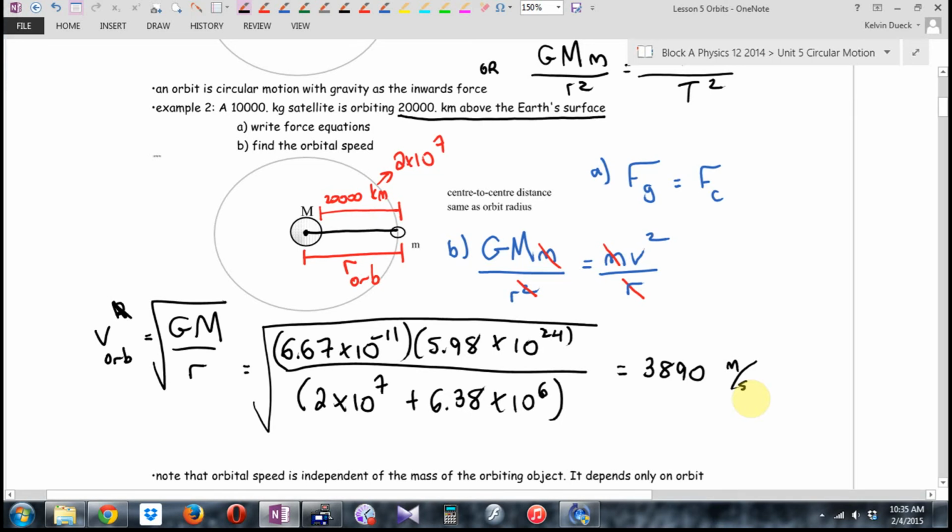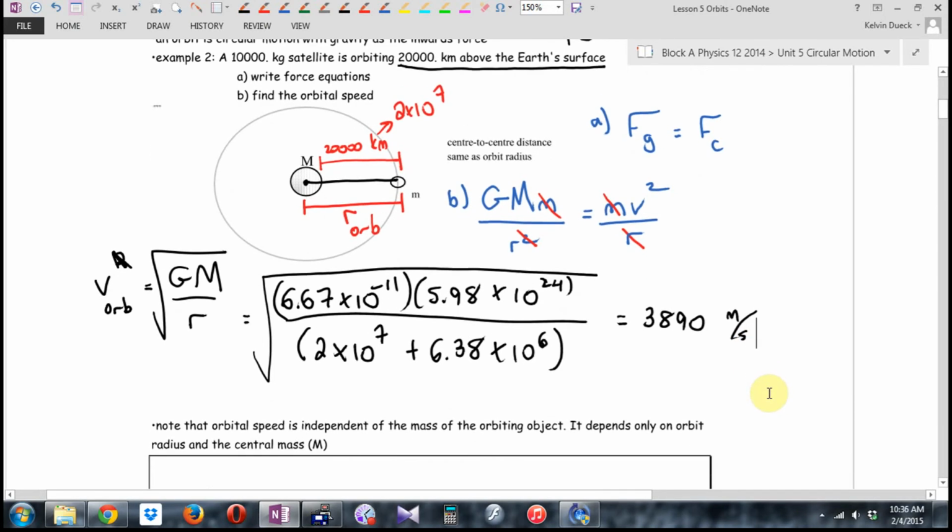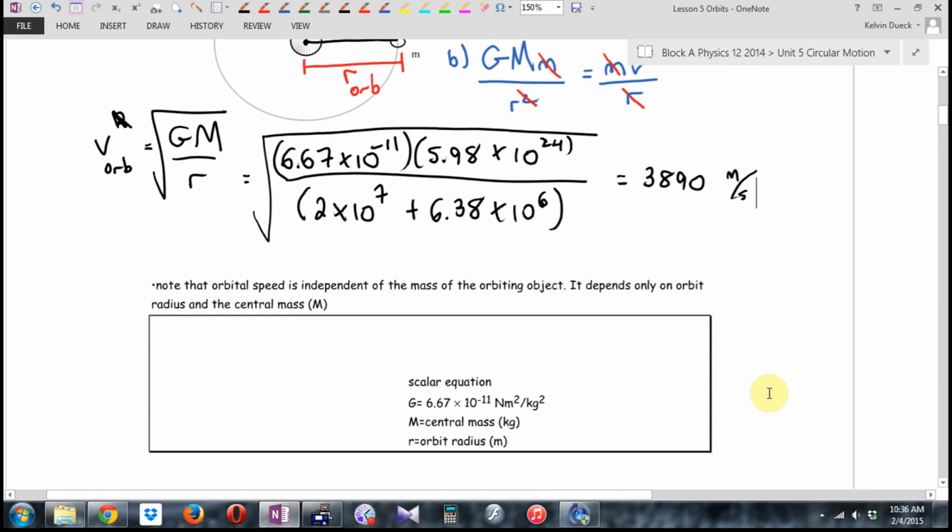And again, notice that the little m's canceled. Orbital speed is independent of the mass of the orbiting object. It depends only on orbit radius and the mass of the central body. I'm going to write the equation that we derived here: V orbit equals the square root of big G, big M over R. This is not on your formula sheet, but my trigger word is orbit. If they say the word orbit and they start talking about speeds or periods, then I derive it.